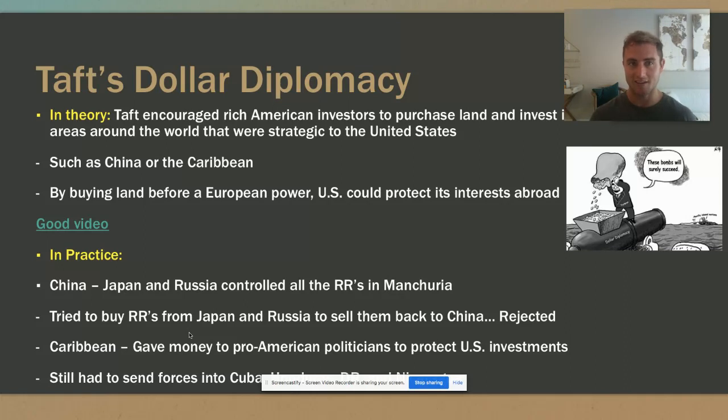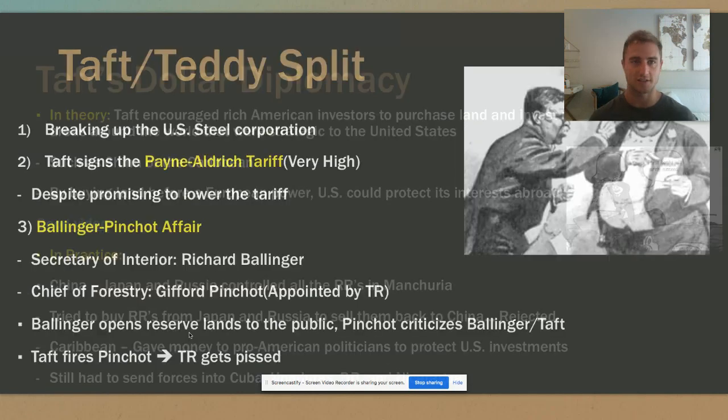And then he's talking about sending dollars, not bullets, and yet he still has to send forces into Cuba and the Dominican Republic in his presidency. So not really successful. Although, again, one more time, I will mention, very successful in Mexico and buying oil-rich lands there. Okay.